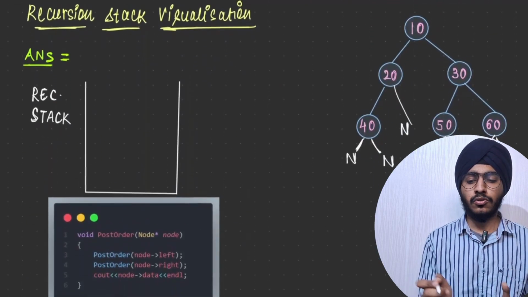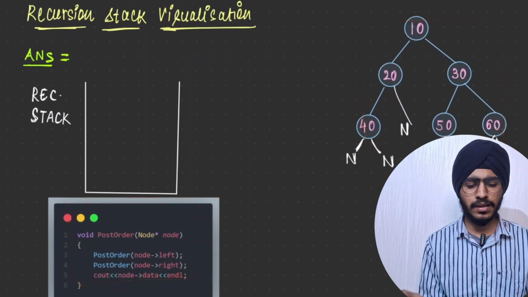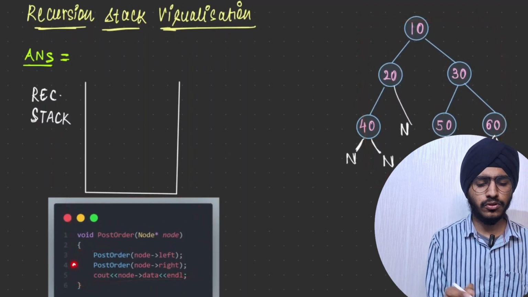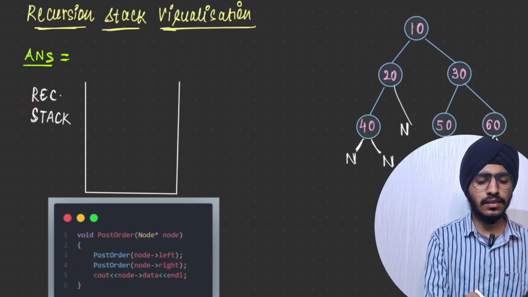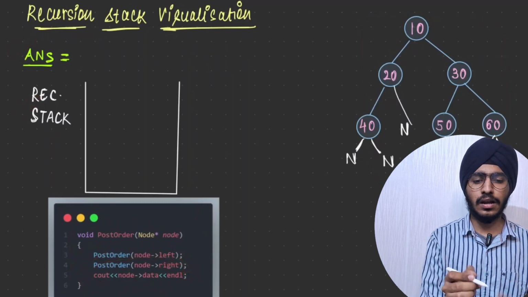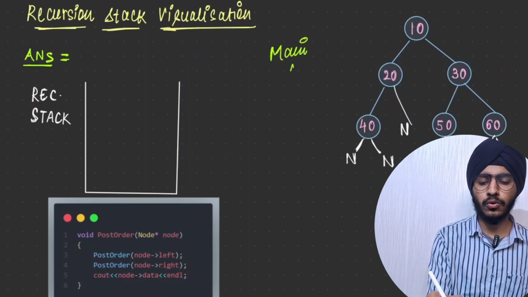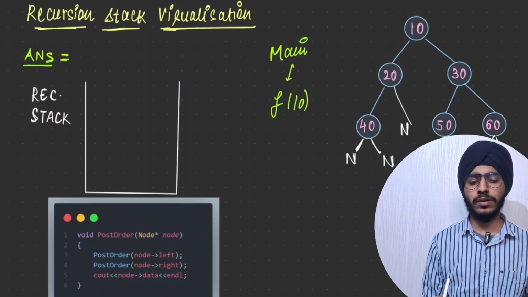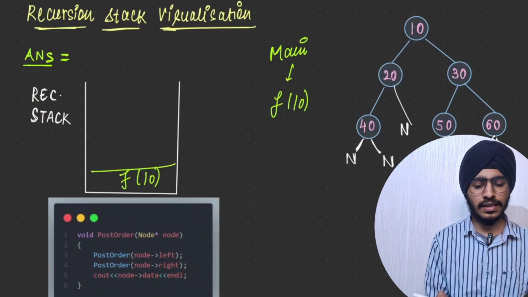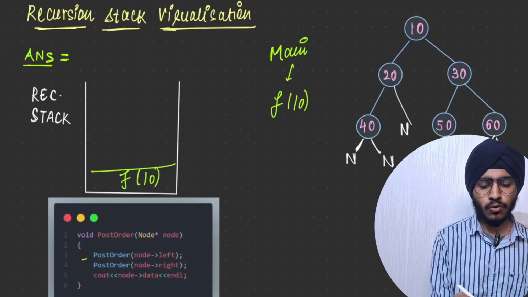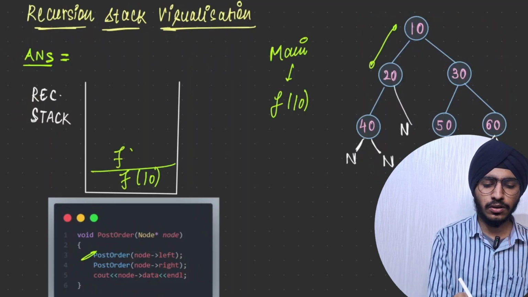So this is a binary tree and this is a recursive function of PostOrder Traversal, very similar: PostOrder of left, PostOrder of right, and then we go to the data. This is a recursion stack and this is where we store the answer. So let's start now. The main function will call the PostOrder of root, that is 10. So let's call the 10 and push it into the stack. Now 10 will say, okay, let's go to my left. We will go to left, that is 20. So push it into the stack.